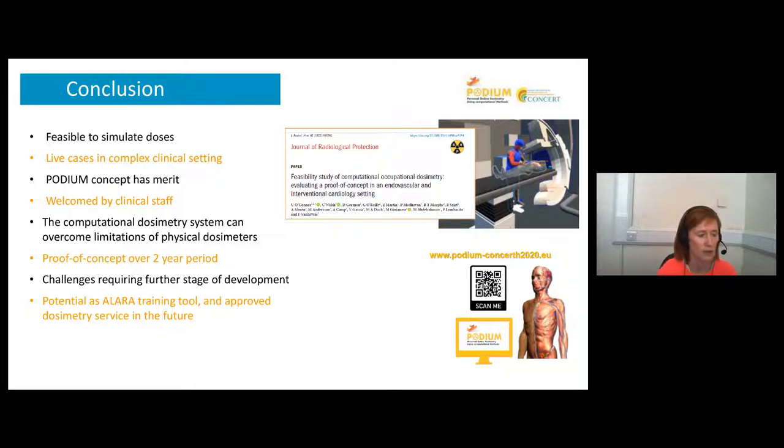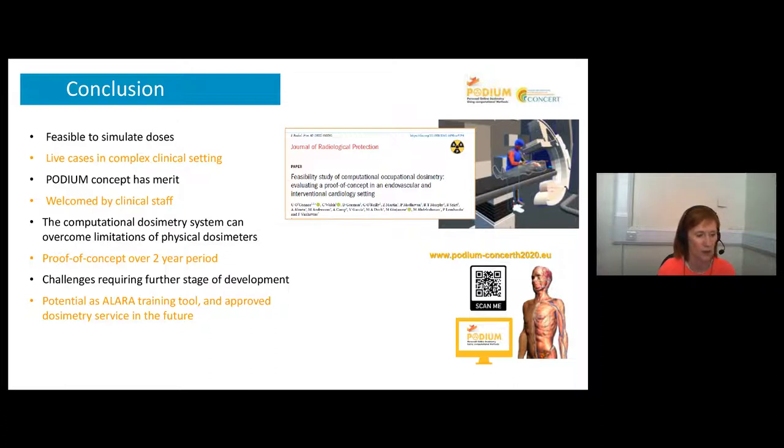So we definitely found that it was feasible to simulate doses, and this was done on live cases in a complex clinical setting. So the concept definitely has merit, and I have to say it was really very welcomed by clinical staff. Any of the clinical staff that we approached about it were very interested, looking forward to a time where they might not have to wear all of these individual dosimeters. They really just want to know when is it happening.